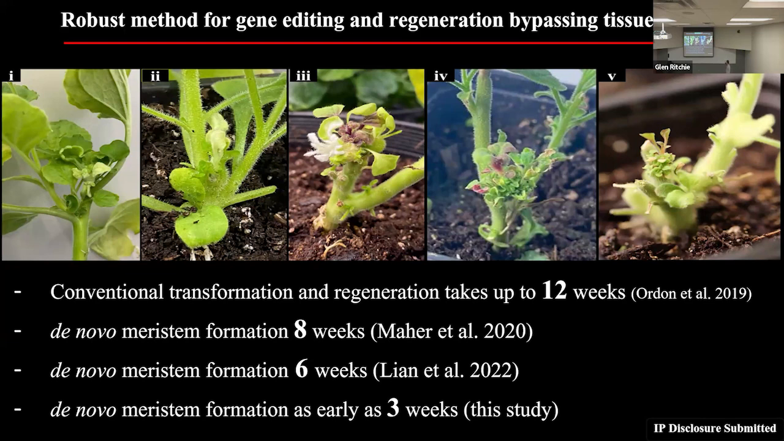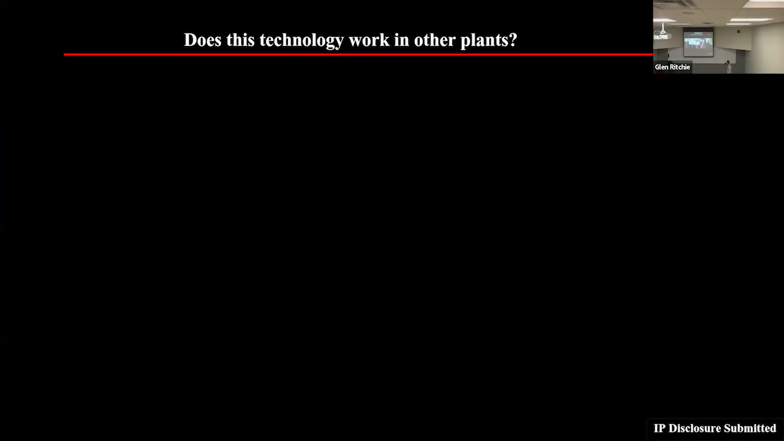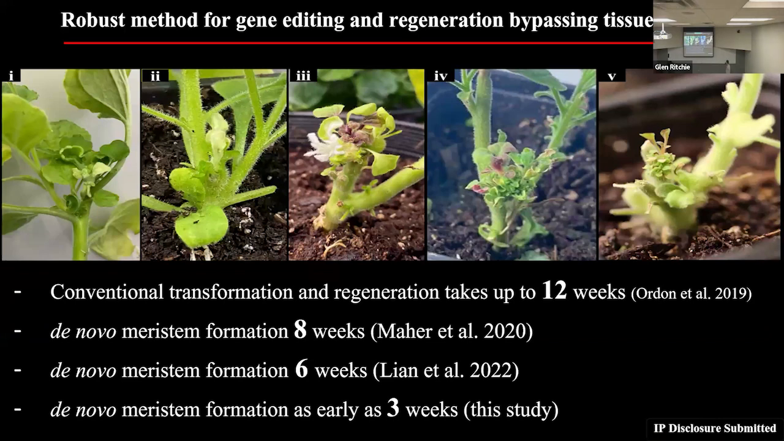Conventional transformation and regeneration takes up to 12 weeks. Direct shoot induction took about 8 weeks for regeneration in a paper published in Nature Biotech, and in another paper published in PBJ, they were able to regenerate in 6 weeks. But with the help of my construct, which has an inducer that induces the expression of the developmental regulators, I could regenerate a new meristem within 3 weeks. So that has significantly reduced the time. Now, this has been successfully tested in tobacco.